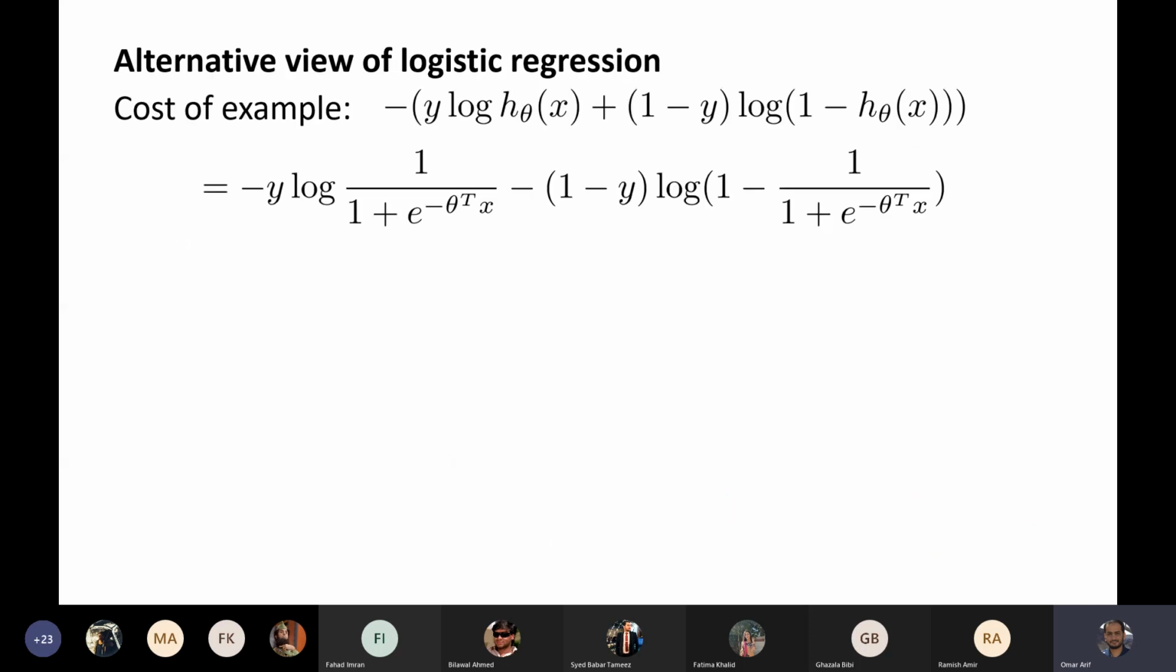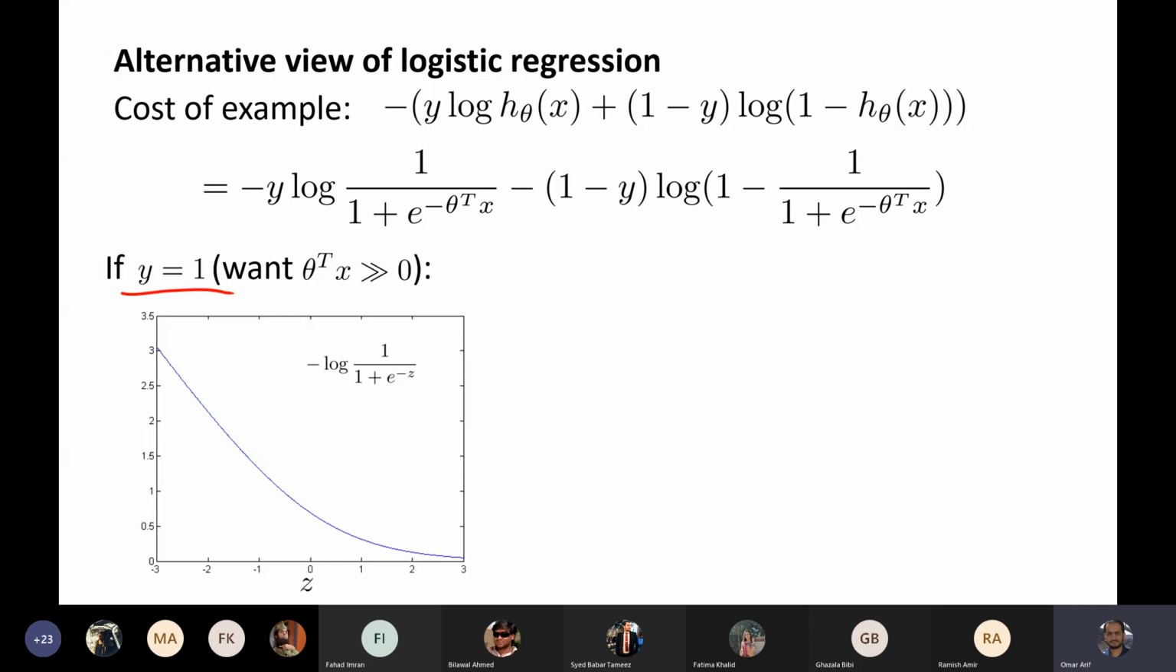Let's look at the cost function of logistic regression. The cost function had two parts, corresponding to the case when y is 1 and the case when y is 0. So let's look at the case when y is 1. What we want is that the cost function should be 0 when our hypothesis is giving us 1. So this is the cost function for the case when y is 1, and this is the cost function when y is 0.